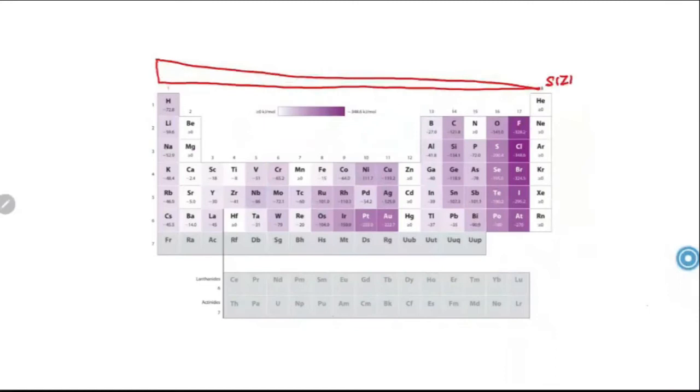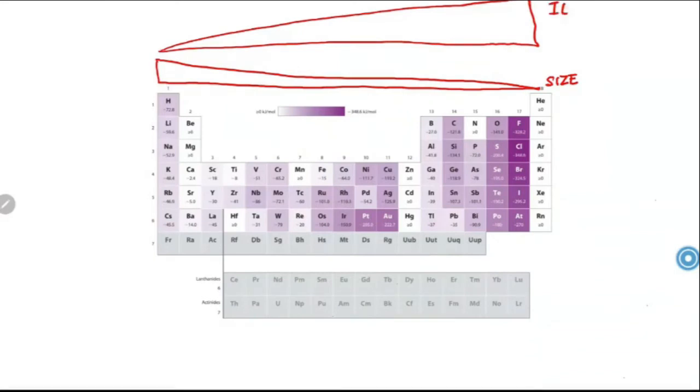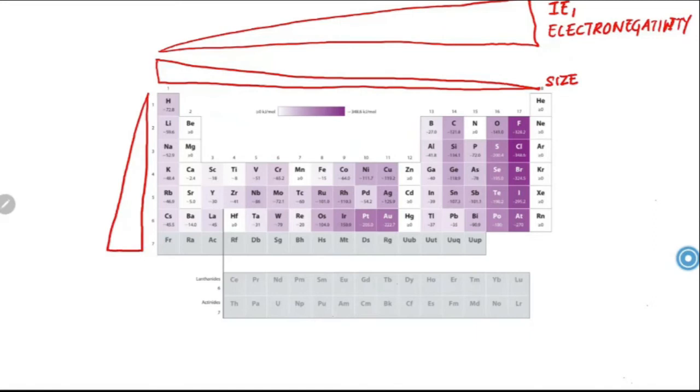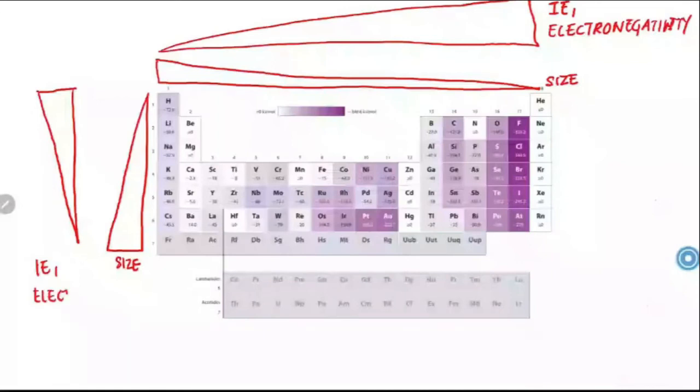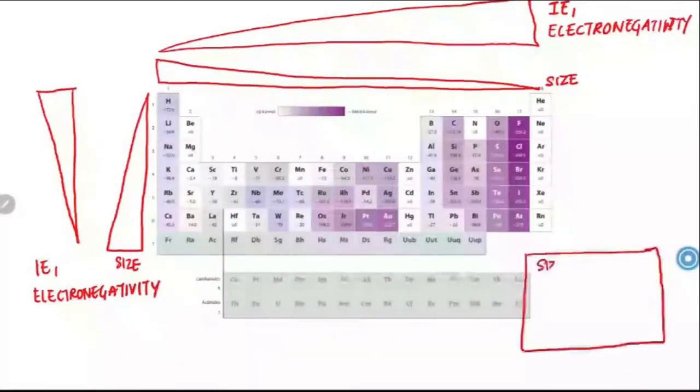This one is size. Okay, how about ionization energy and electronegativity? Increase. So this one is first ionization energy and electronegativity. How about down a group? The size of atom is bigger. This one is size. How about the ionization energy and electronegativity? Decrease. So it will become like this. As a conclusion, when your size is smaller, it will have higher ionization energy and higher electronegativity.